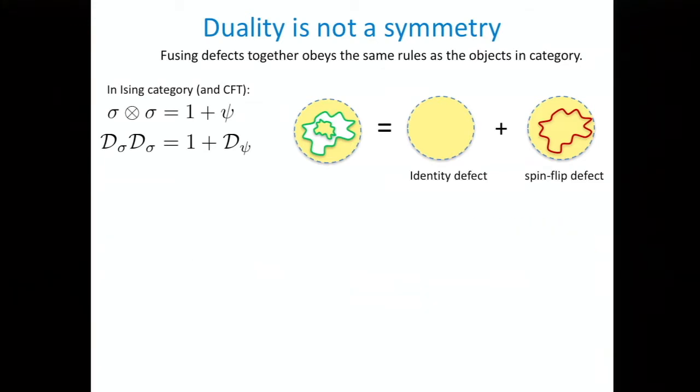Let's look at that one first. In the Ising CFT, I wrote down that fusion rule a while ago: two sigmas give you 1 plus psi. And the same rule turns into the defect. So again, it's microscopic to macroscopic.